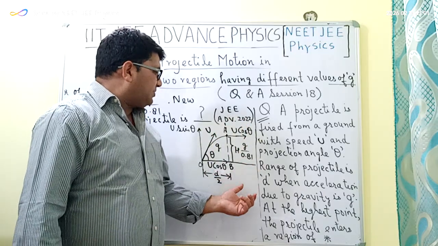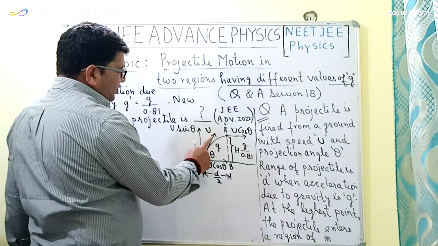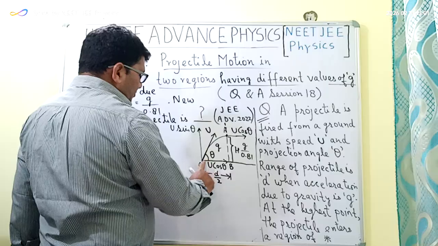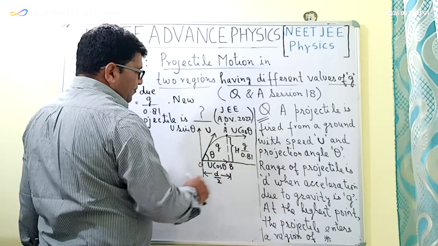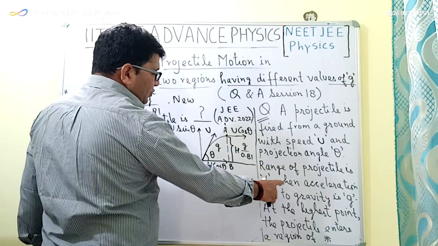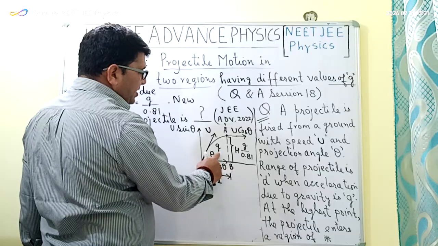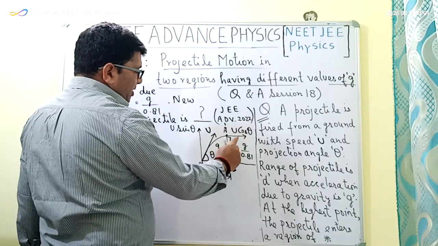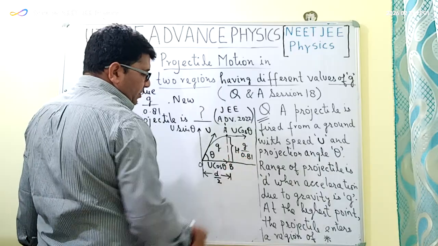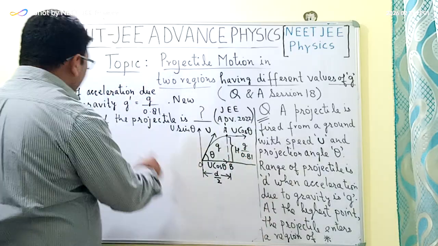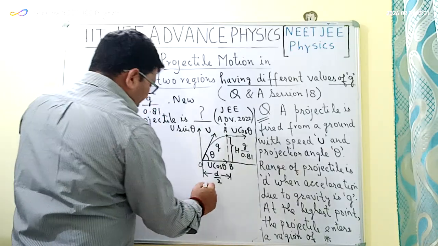In order to understand this question, I have made one simple diagram here. This is the projectile which is projected from the ground with a speed u, and the projection angle here is theta. The range of this projectile is equal to d when the acceleration due to gravity is g. So in this region the acceleration due to gravity is g, and after the highest point the acceleration due to gravity becomes g divided by 0.81.